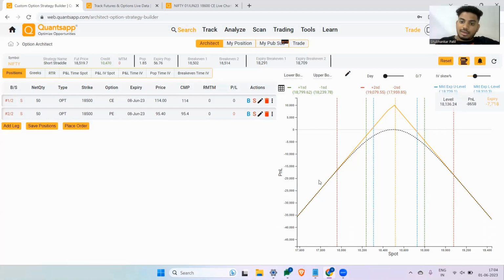But the problem with this strategy is undefined losses. Both the legs are exposed to unknown losses. That means your loss can keep on increasing, increasing, increasing, wherein there is no such cap that the loss will only be this much. This strategy will have unknown losses when you are creating this.